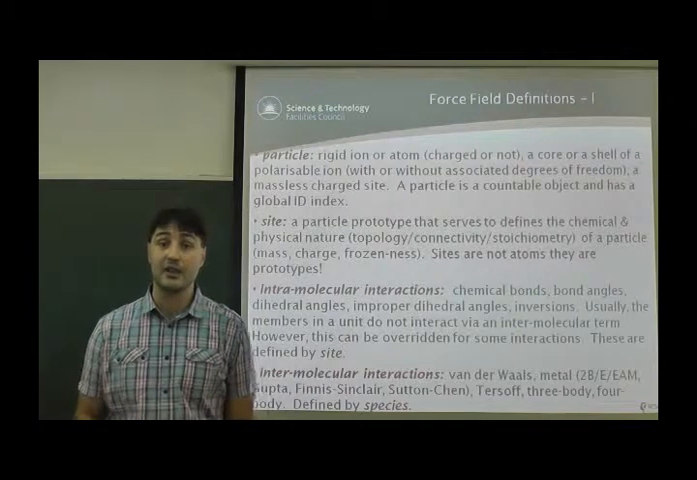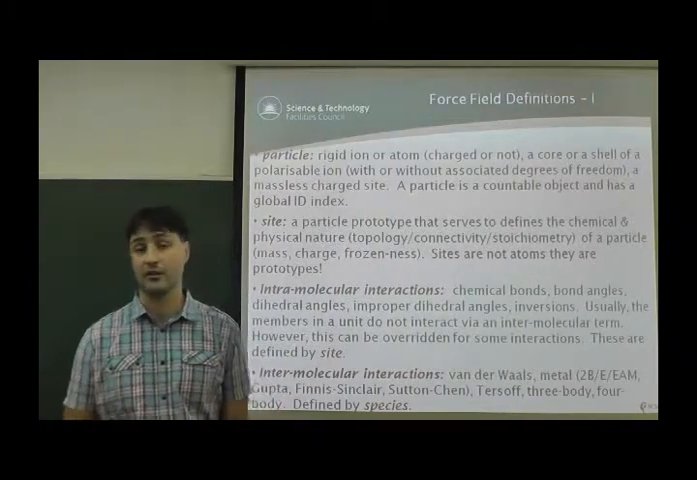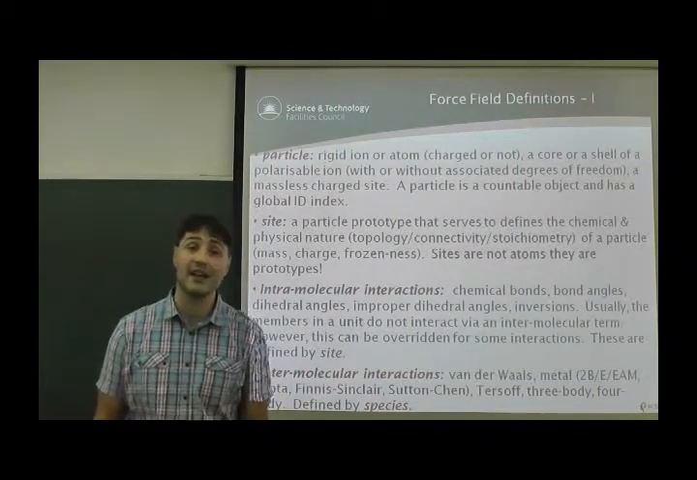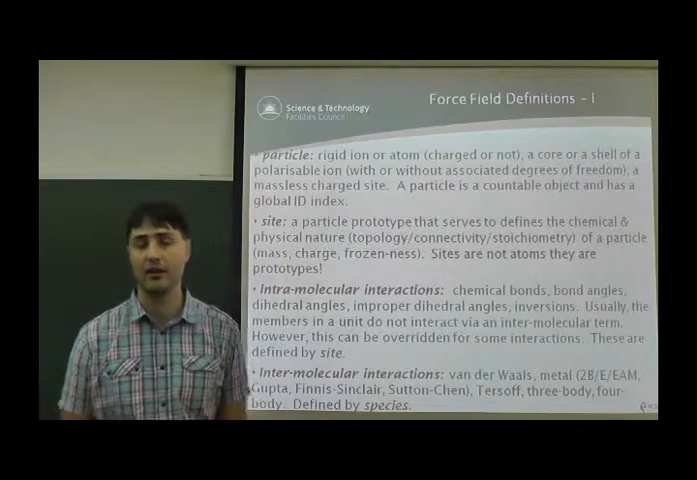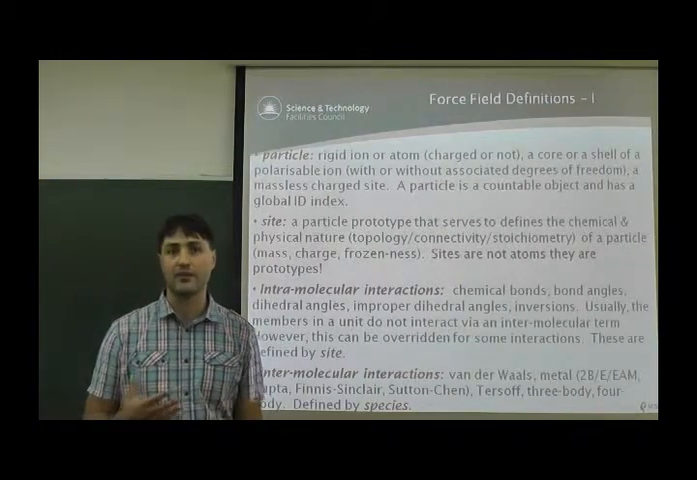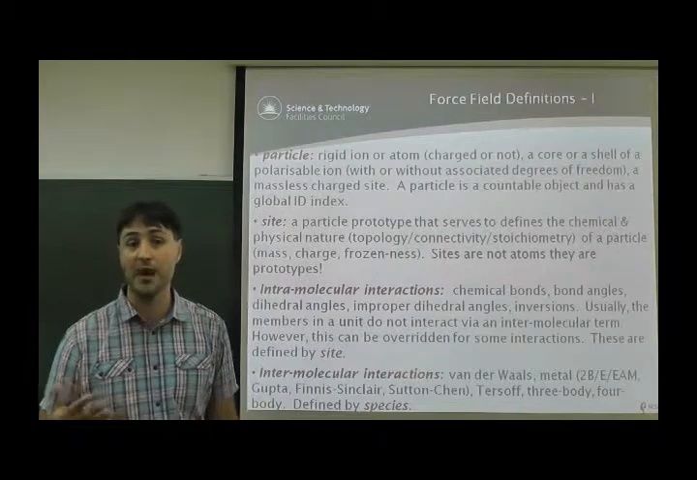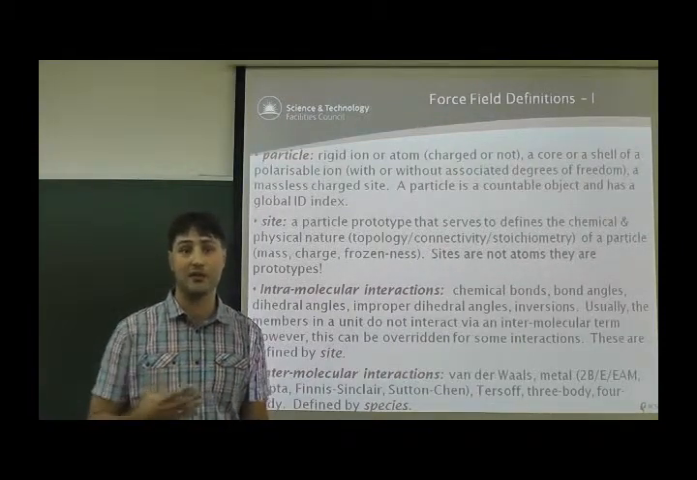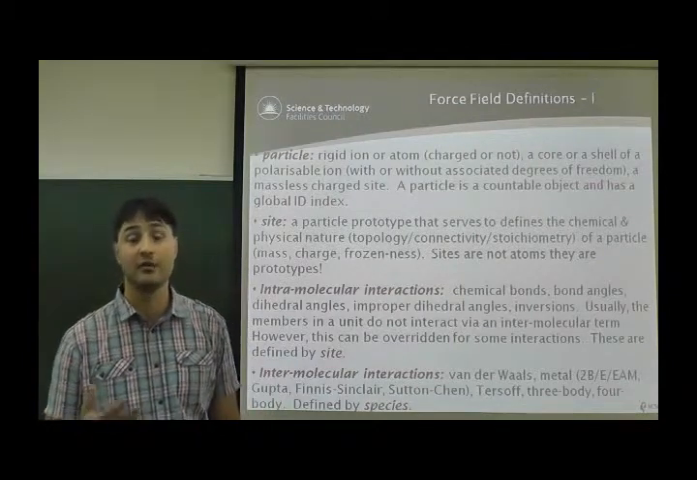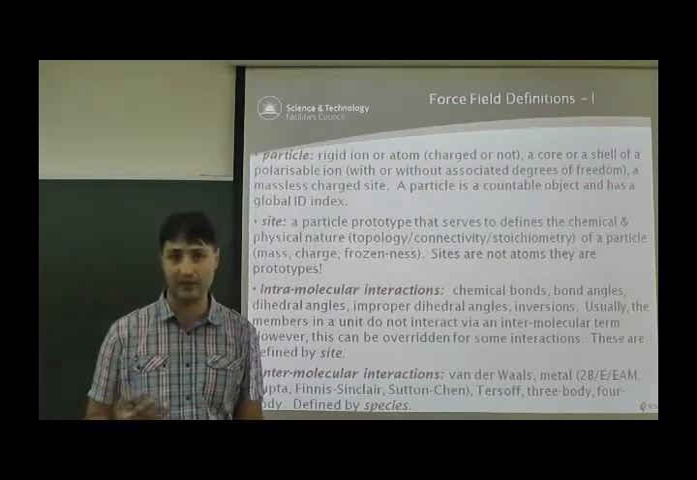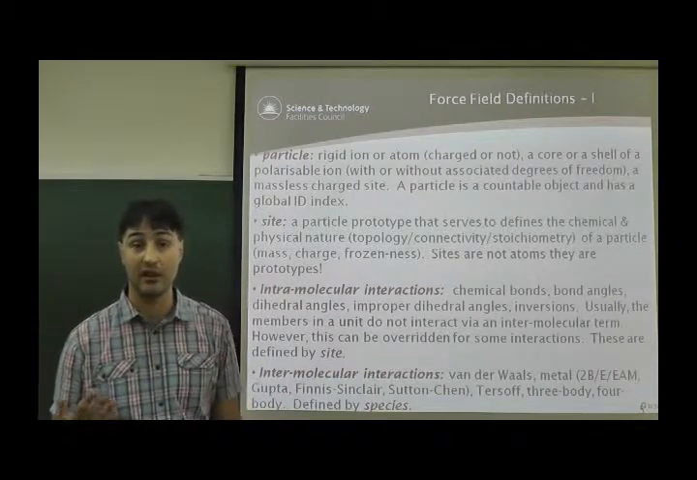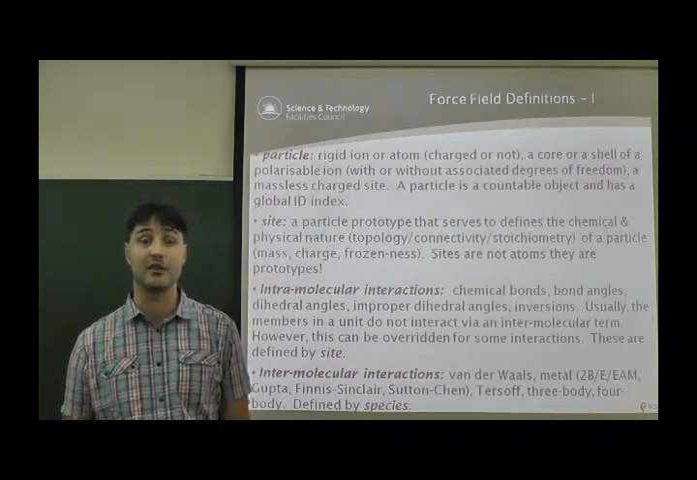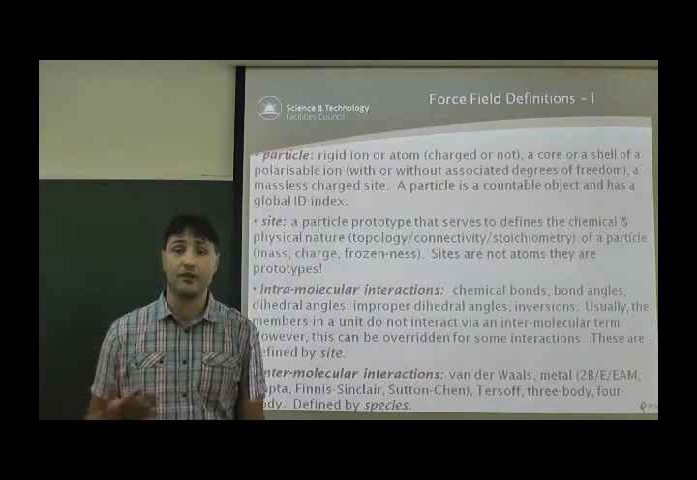A particle is always a countable object and has a global index starting from 1 to as many particles as we have. A site, on the other hand, is a particle prototype. One can think of a site as the stoichiometric definition of the compound. So if we have, let's say, 10,000 molecules in our system, we actually have only 3 sites for each molecule if each water molecule is the same and contains 2 hydrogens and an oxygen. It's a particle prototype that serves to define the chemical and physical nature of a particle.